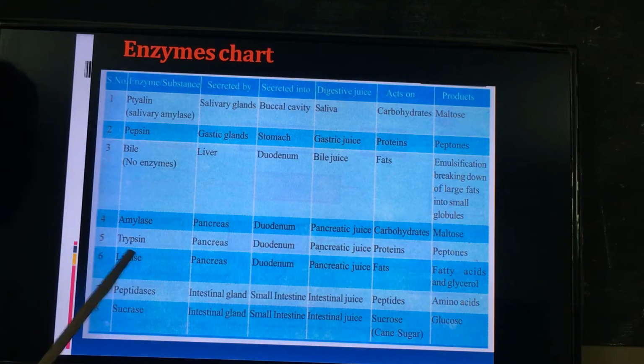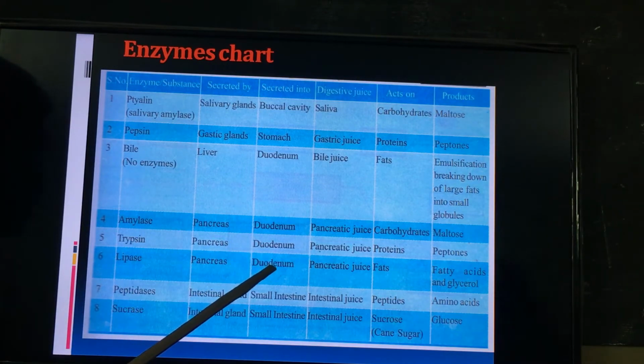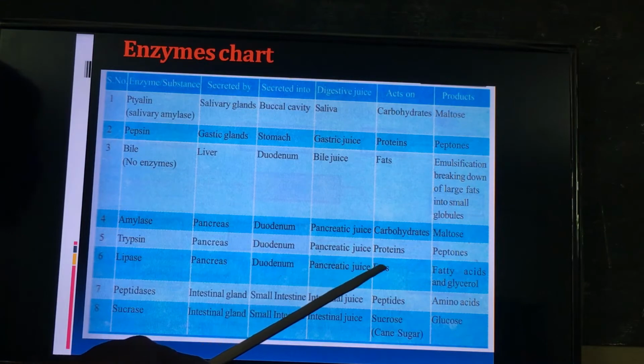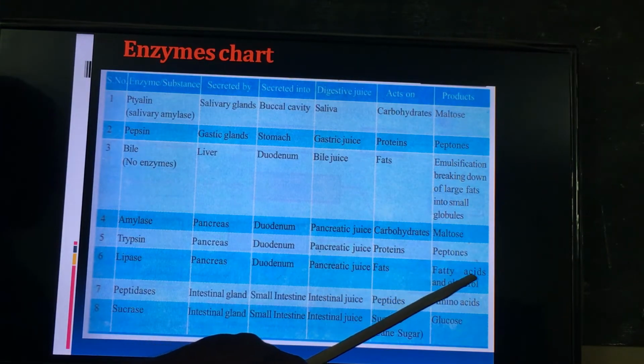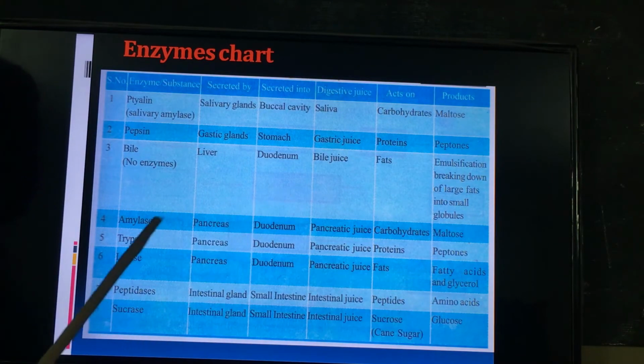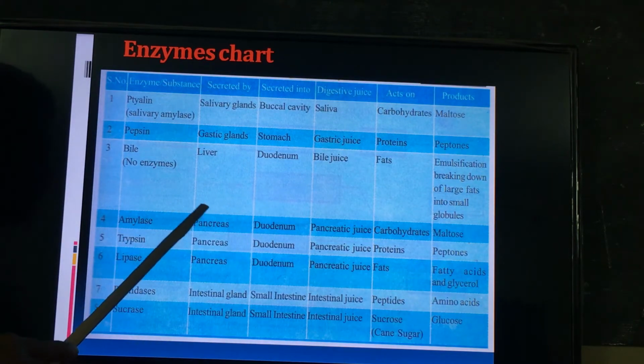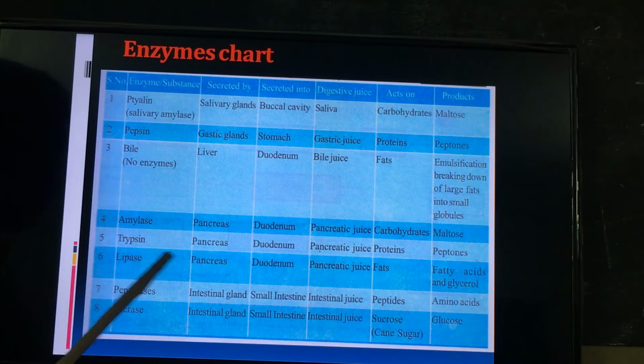Next enzyme released from the pancreas, the third enzyme, lipase, is released from the pancreas into the duodenum in pancreatic juice. It acts on fats, the complex one, converting them into the simple ones, fatty acids and glycerol. These three enzymes are released from the pancreas only. Next, food enters into the small intestine.